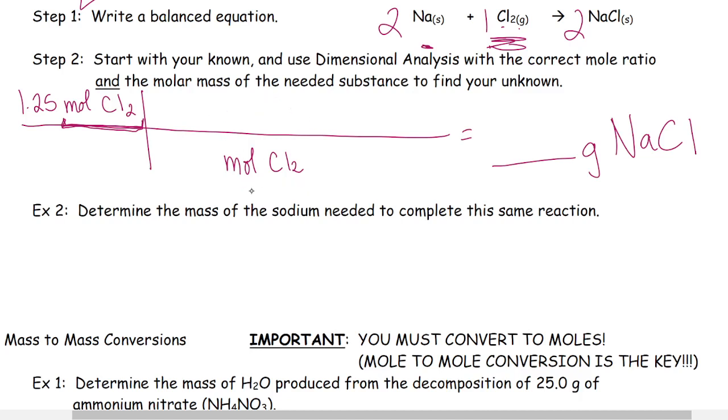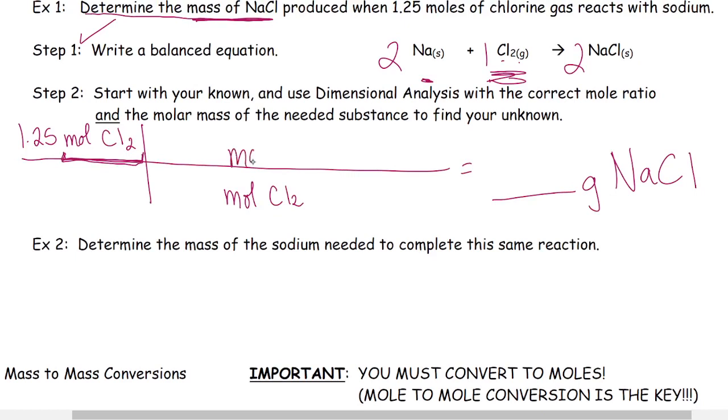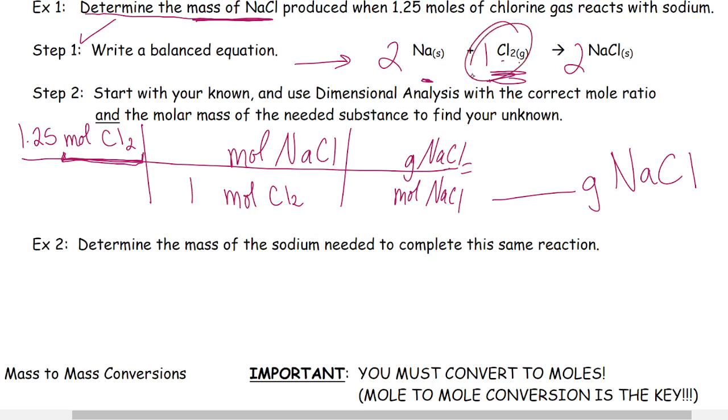I can, however, go from moles of chlorine into what? Good, moles of NaCl. So you have to take a little pit stop to get to moles first, because what I have that relates the moles of this to the moles of that is my balanced chemical equation. Then I would bring my moles of NaCl to the bottom, and now I can go to grams of NaCl. So between moles of one thing and moles of another thing, that's where we're using the mole ratio that comes from the coefficients in your balanced chemical equation. So for every 1 mole of Cl2, because that's my coefficient here, how many moles of NaCl did I produce? 2.